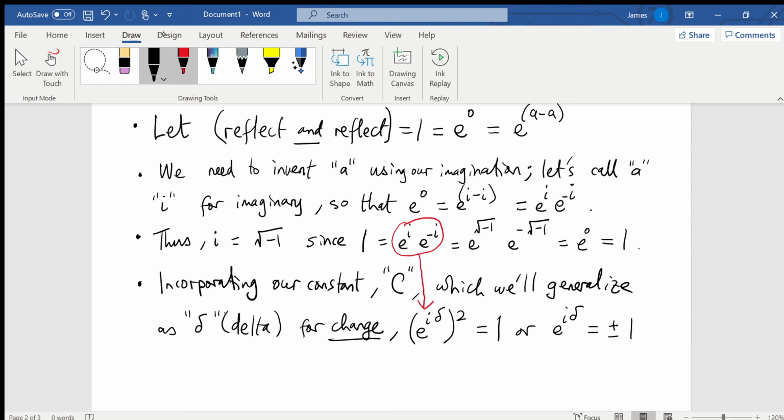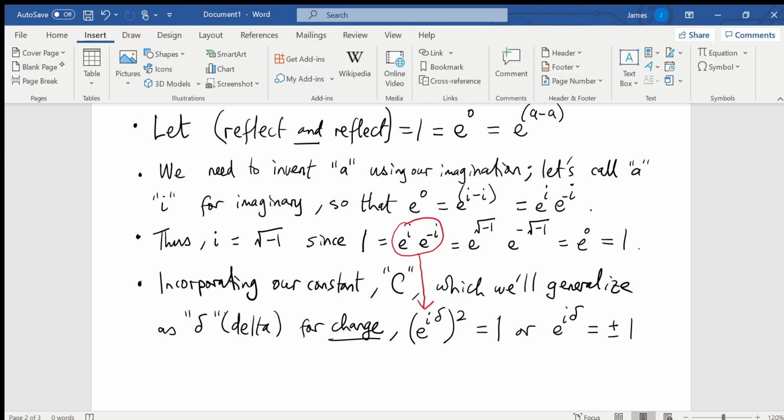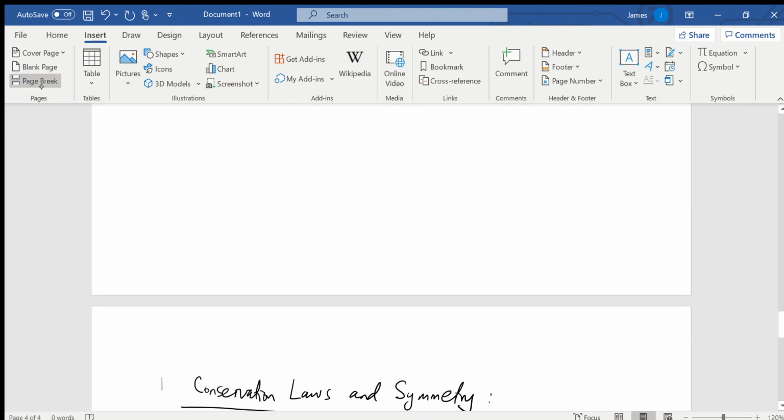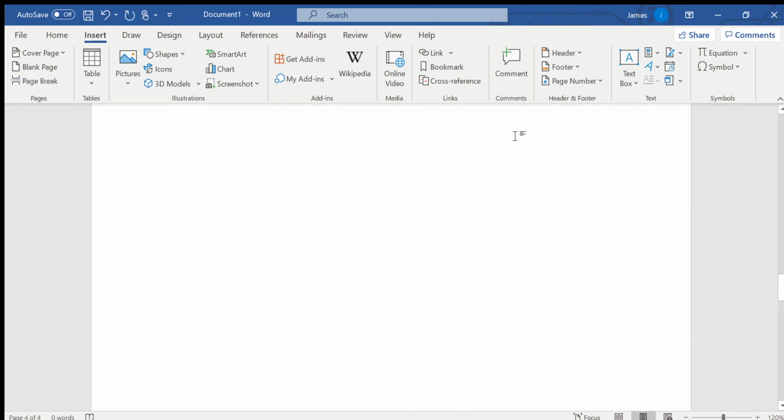Alright, I'm going to hit insert new page and wonder where this new page is going to show. So apparently when you hit insert page, it just inserts anywhere. Good to know.